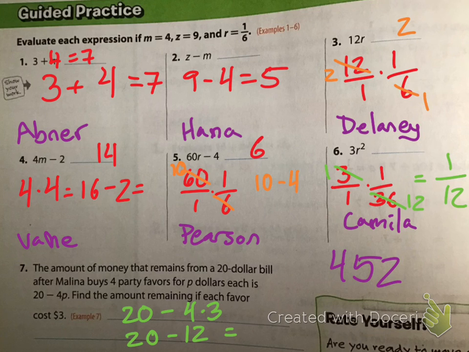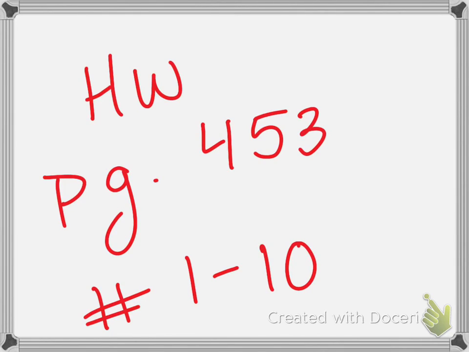Bastion, what's our answer? 8. 20 minus 12 gives us 8. So she has $8 left after buying 4 party favors for $3 each. Your homework is page 453, numbers 1 through 10. So it's 453, numbers 1 through 10.